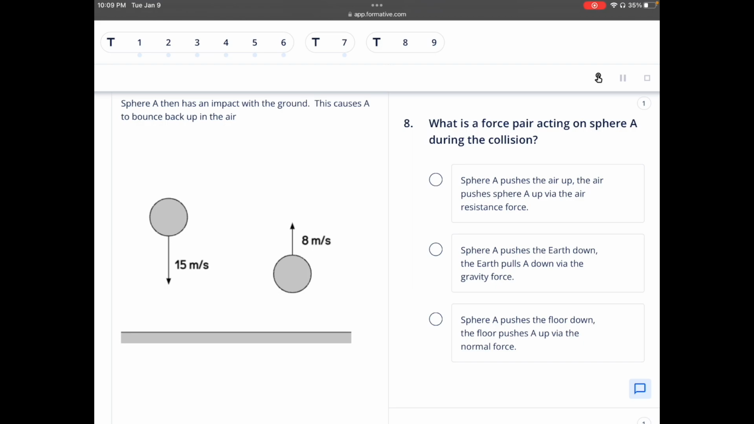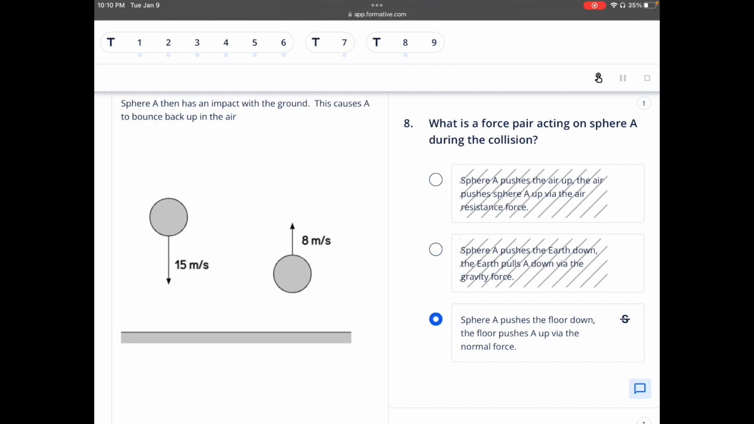Forces are an interaction between two objects. So let's see if the directions make sense. These need to be equal in magnitude and opposite in direction. So they can't both pull up, and they can't both pull down. Let's read through this one. So sphere A pushes the floor down, and the floor pushes A up via the normal force. That must be it.